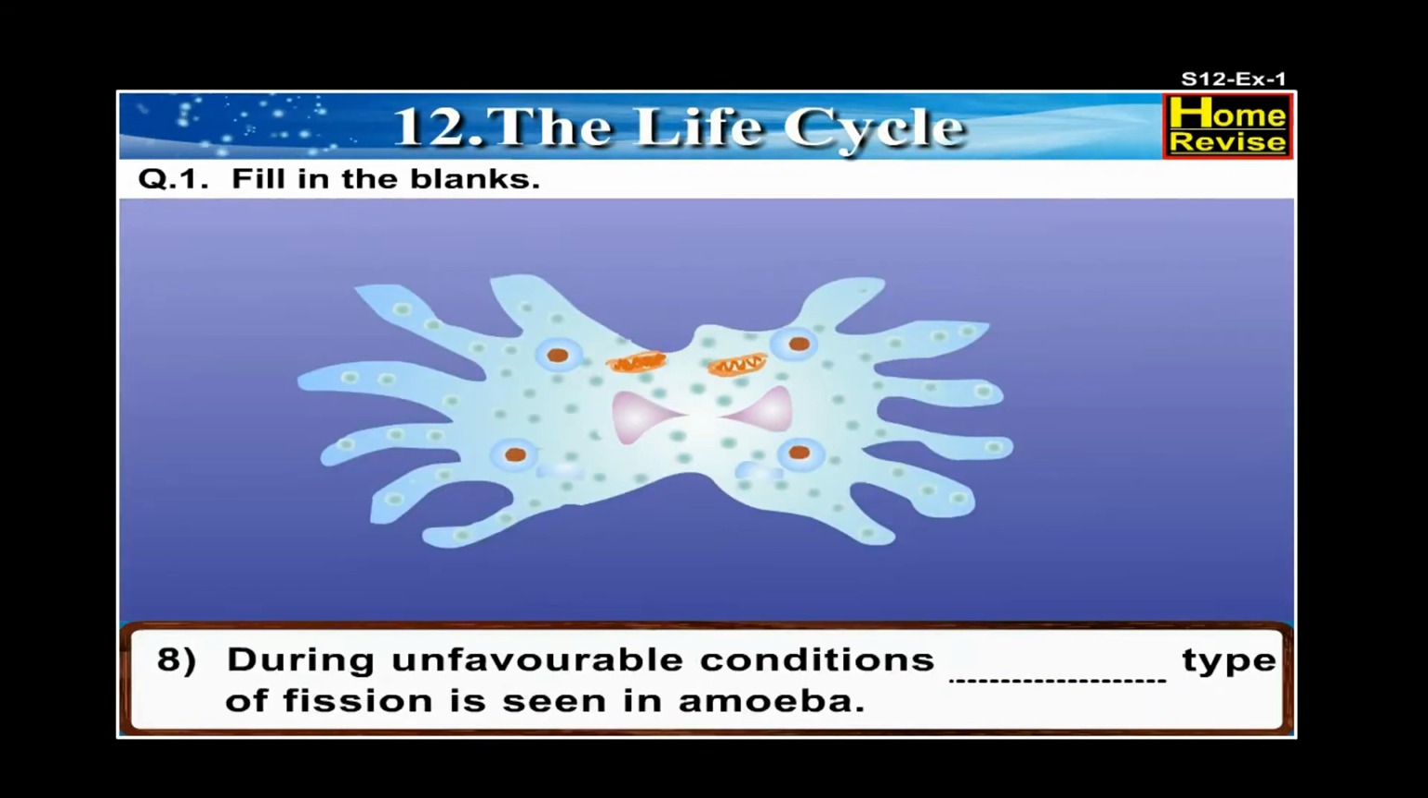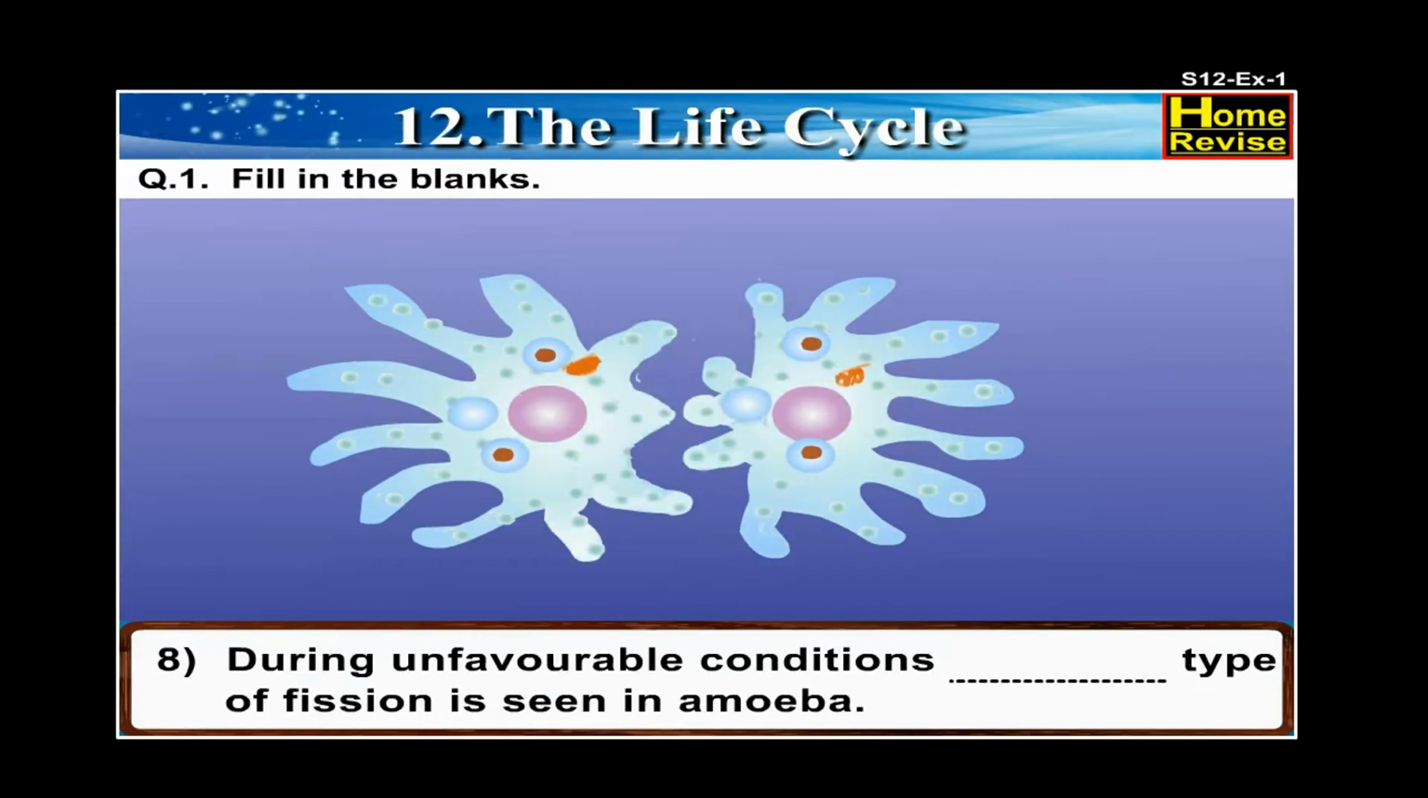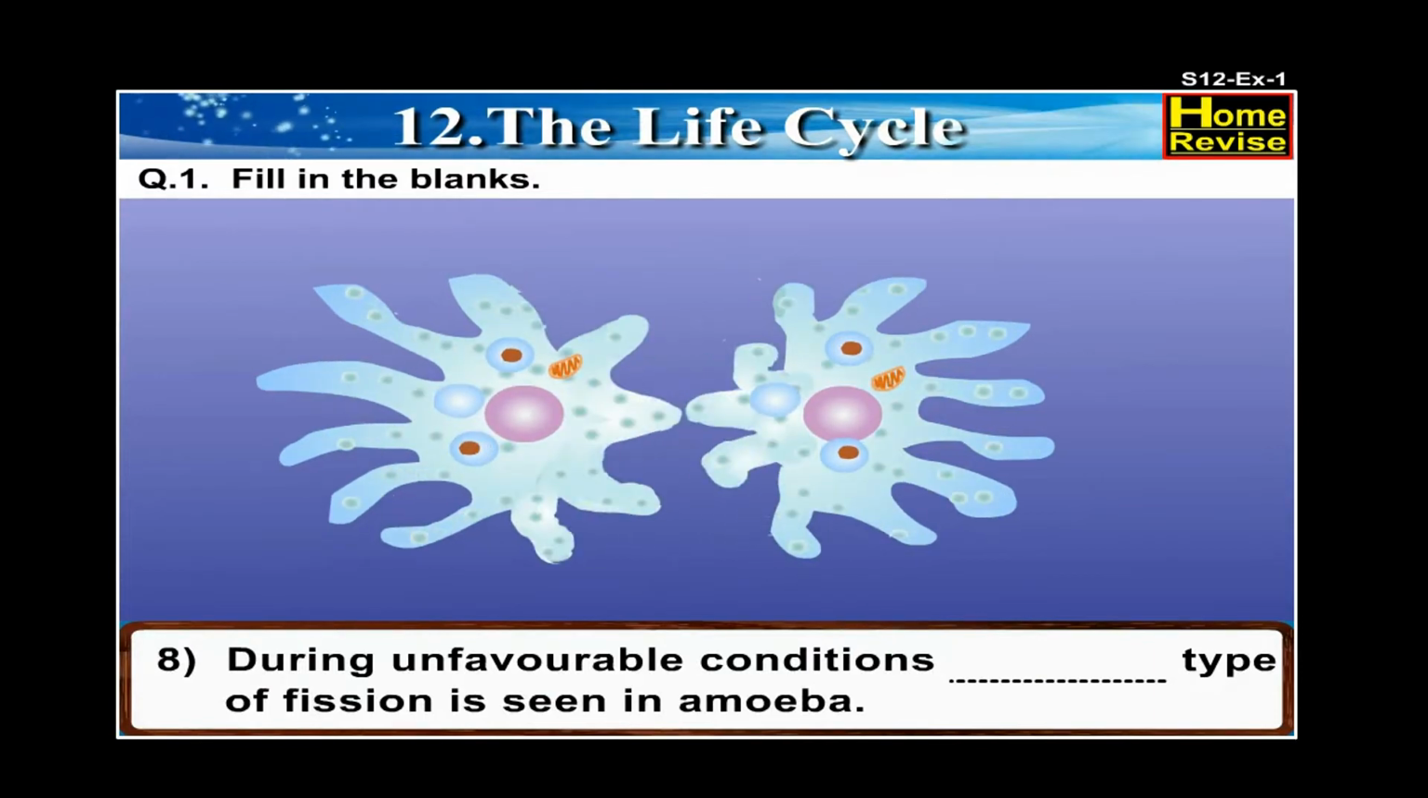8. During unfavorable conditions, dash type of fission is seen in amoeba. The answer is during unfavorable conditions, multiple fission type of fission is seen in amoeba.